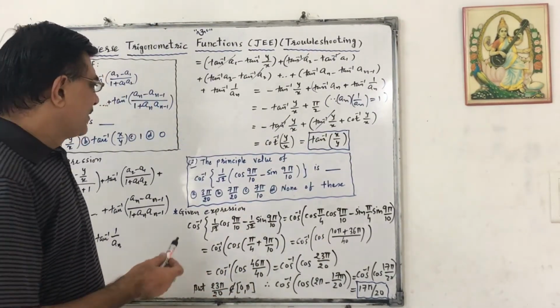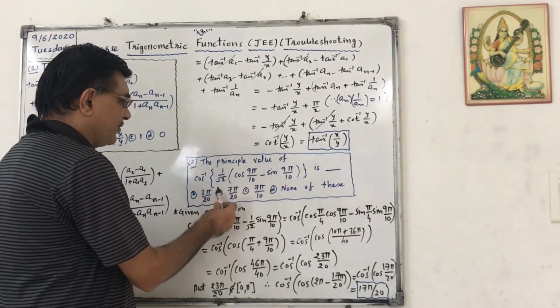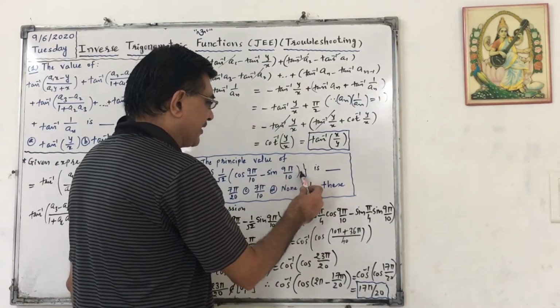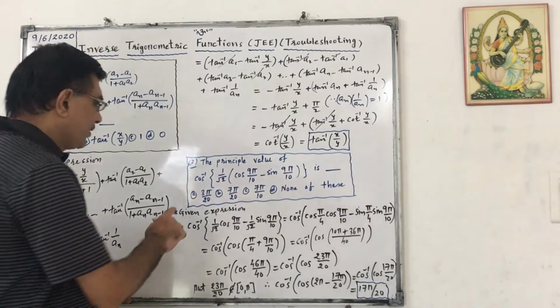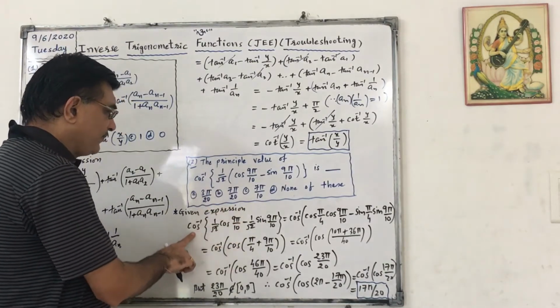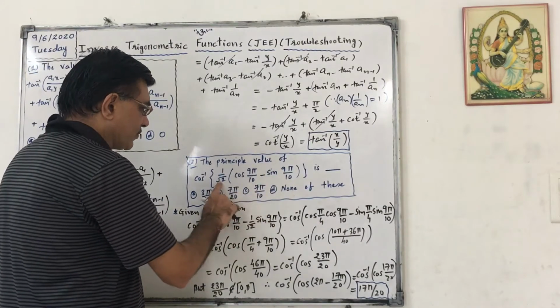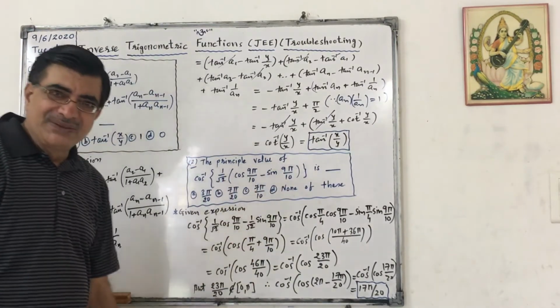Now second, the principal value of cos inverse of bracket 1 upon root 2 bracket (cos 9 pi by 10 minus sin 9 pi by 10) bracket complete is, choices are given. Given expression cos inverse of, see, let us multiply both the terms by 1 by root 2. So 1 by root 2 cos 9 pi by 10 minus 1 by root 2 sin 9 pi by 10.